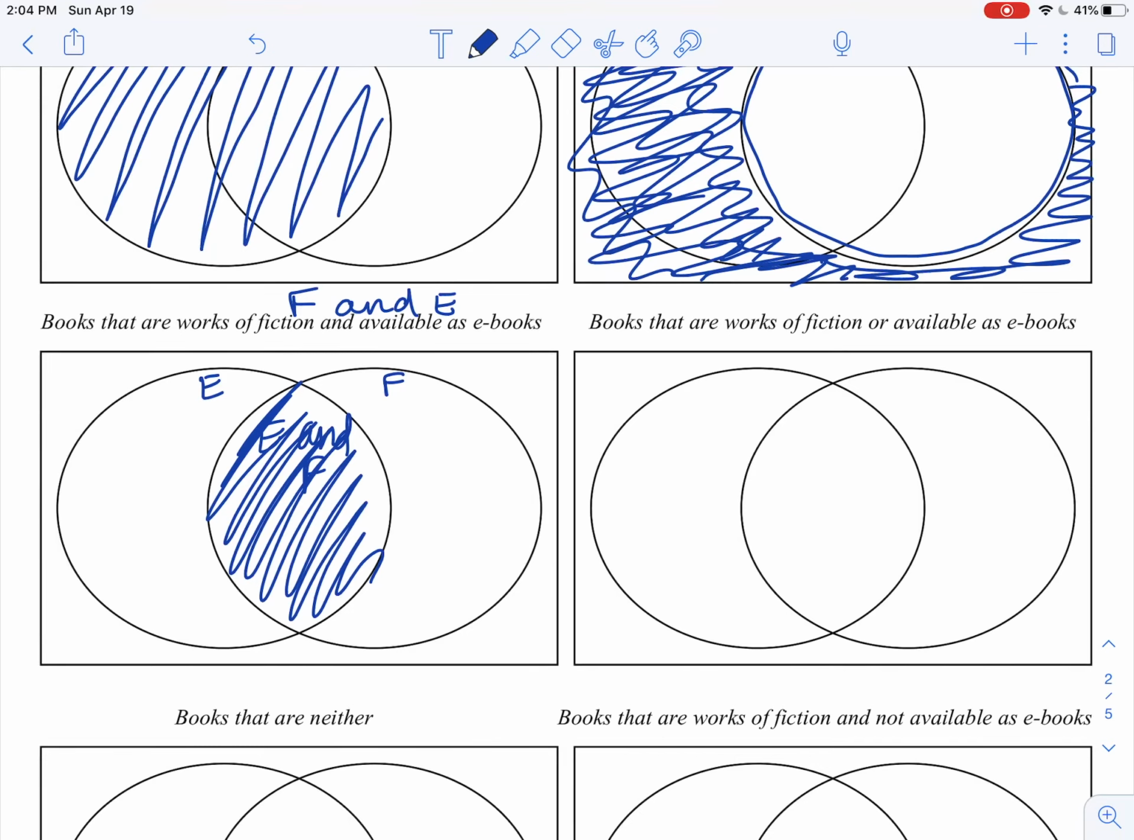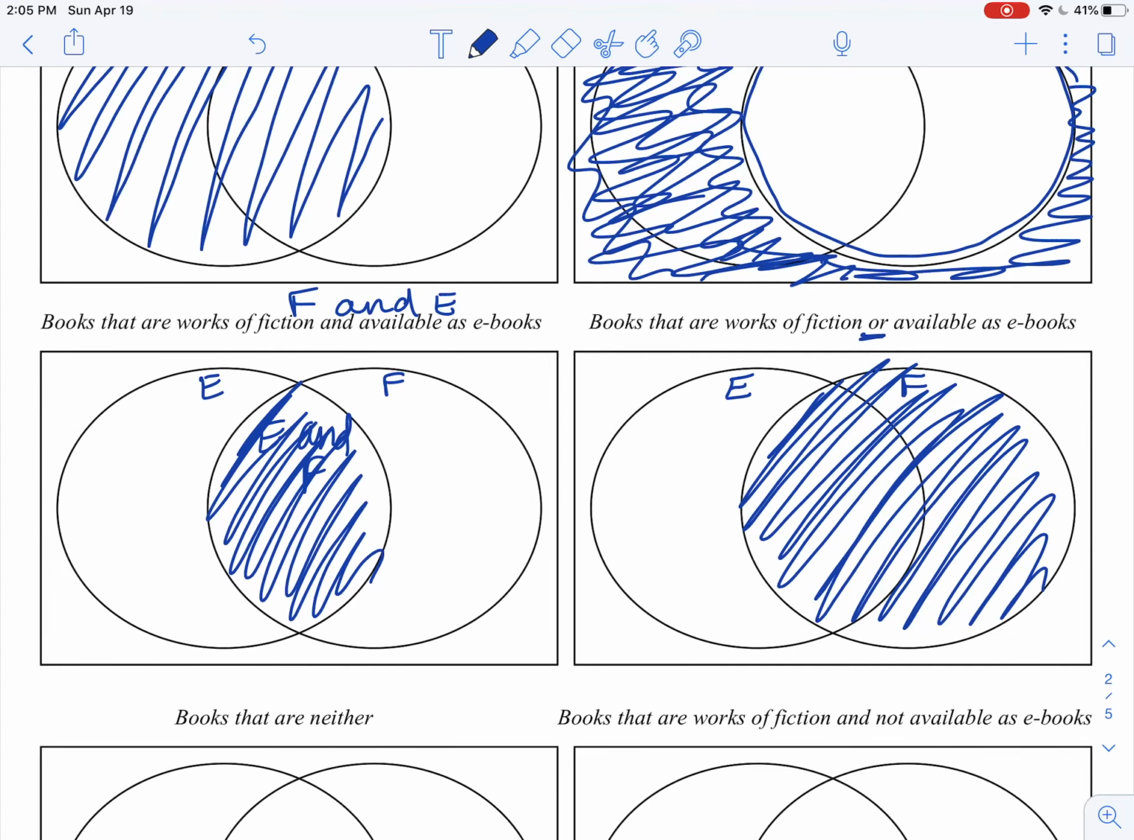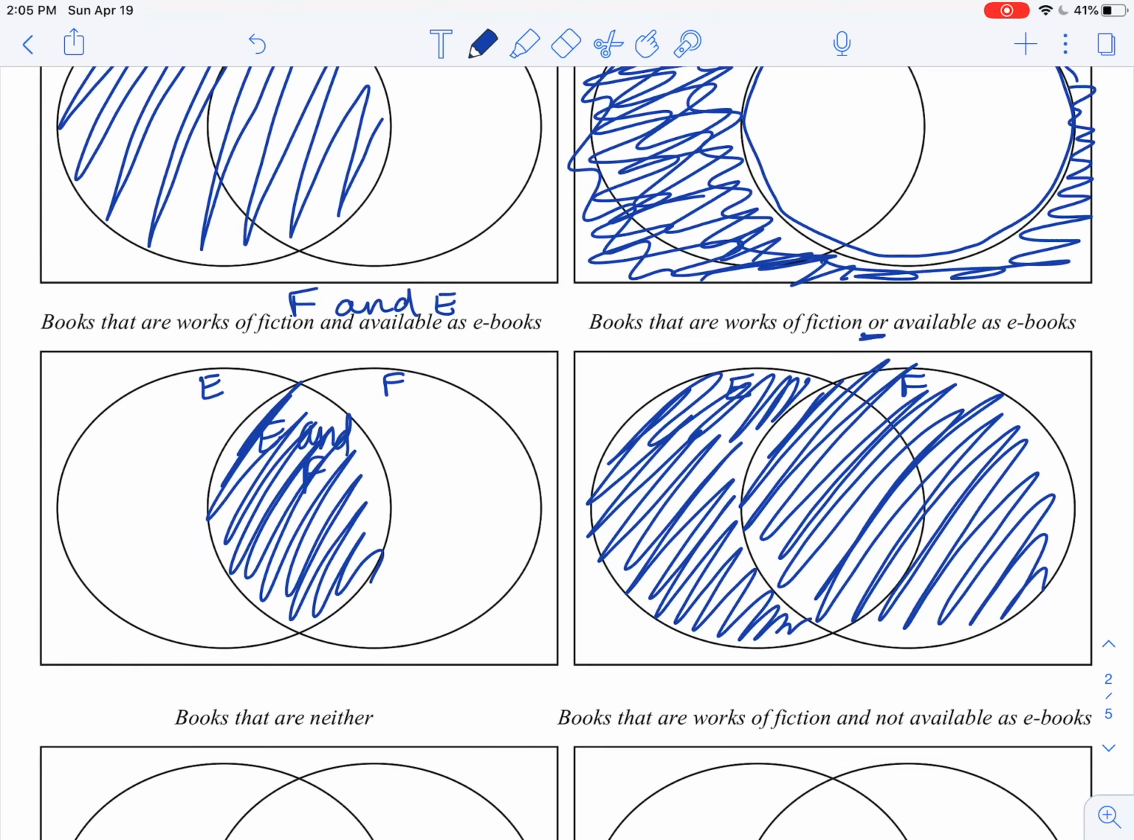Books that are works of fiction or available as ebooks. This is going to be a tricky one, so we have to be careful with it. These are not disjoint events, so I can't just strictly add everything together. I have to be aware that there's some overlap. So I want a book that is a work of fiction or available as an ebook. I want to add up everything that's a work of fiction plus everything that's an ebook. Things that are works of fiction are this entire circle right here. Things that are ebooks is everything in E, but I want to make sure I don't count that overlap twice. So I'm now just going to add up this additional space that's in E but not F. The OR probability when events are not disjoint is as if I'm adding up these three sections together. That's what makes something my OR probability: everything in E plus everything in F, don't count the overlap twice.